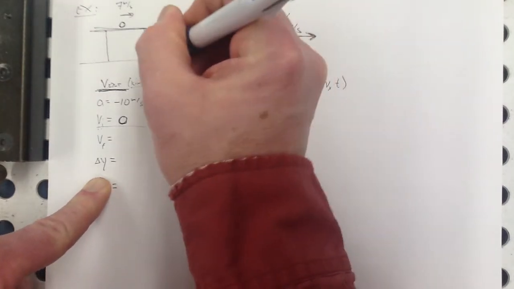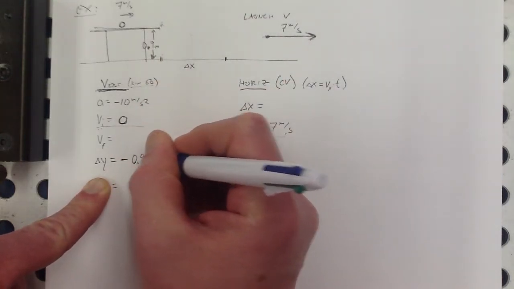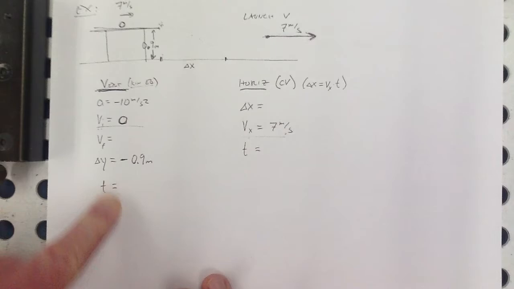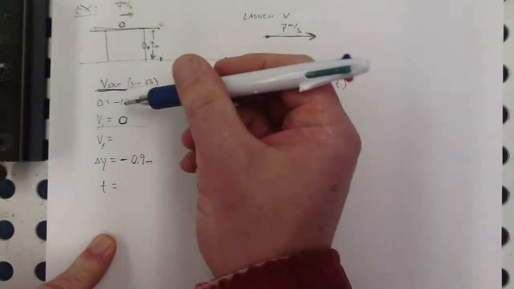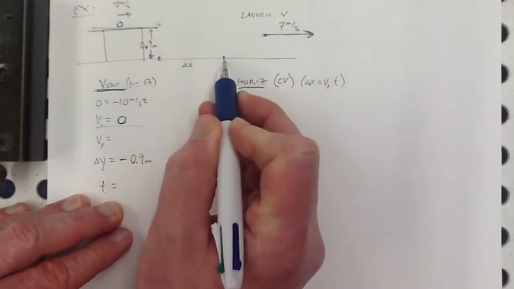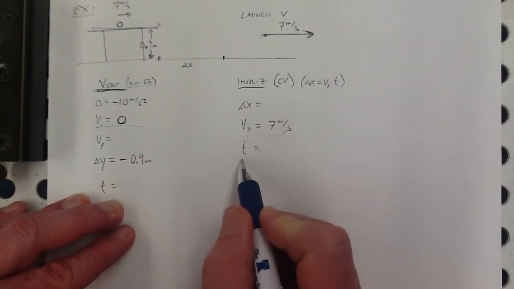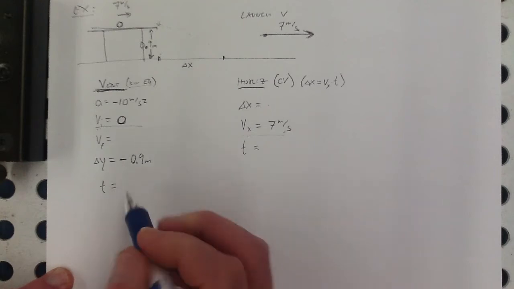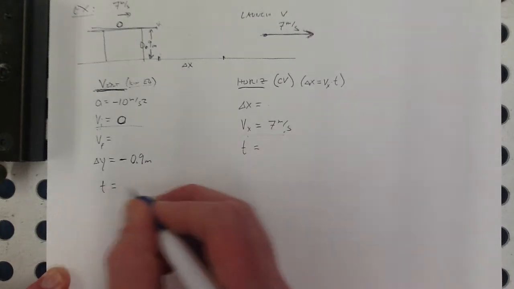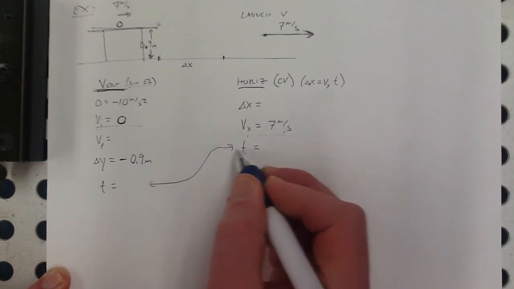Now that's going down, so that's going to be negative 0.9 meters. It's easy to forget that negative. It's going from here to here. And I don't know the time, but this is looking good. I've got three things here now. Do I know what the delta x is? No, but I would like to. That's what we're looking for. Do I know what the time is? No, but if I can find the time over here, there's only one ball flying through the air. Whatever that time is, I can take this number and bring it over here. This is the only variable.